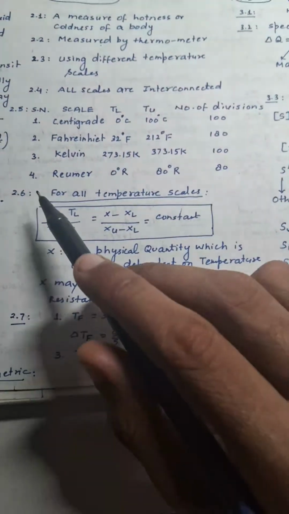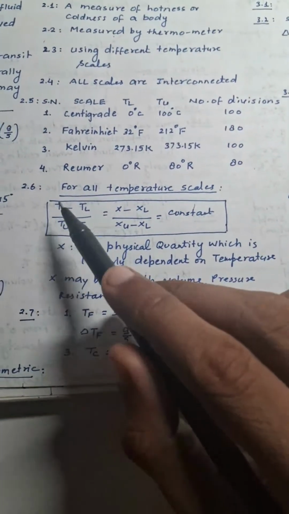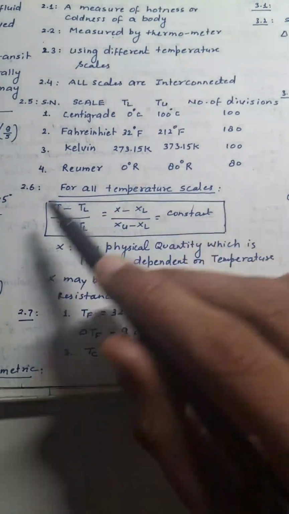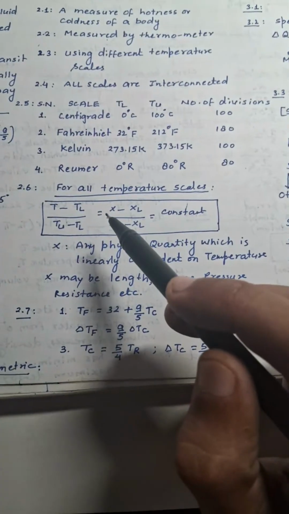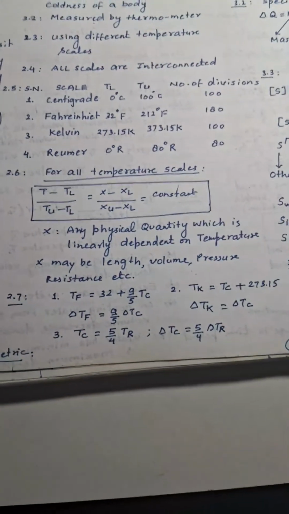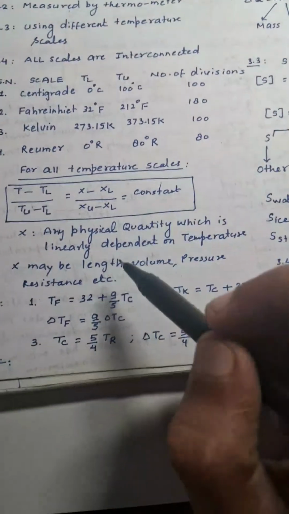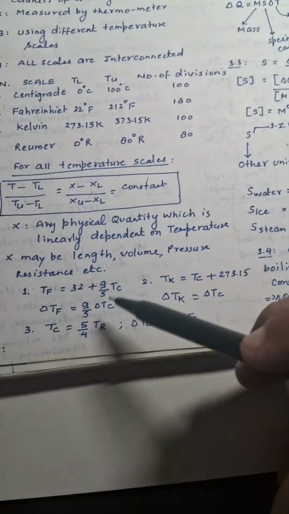Now there is an important concept that for all temperature scales, T minus T lower upon T upper minus T lower is constant for all. This can be related to any physical property like pressure, volume, length, or even resistance of a platinum thermometer. So these are the cases, and this is the relation between various physical quantities.